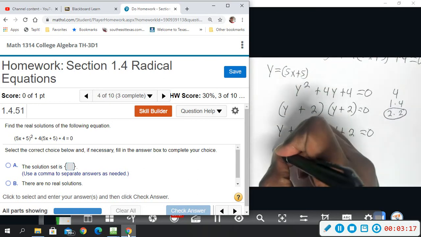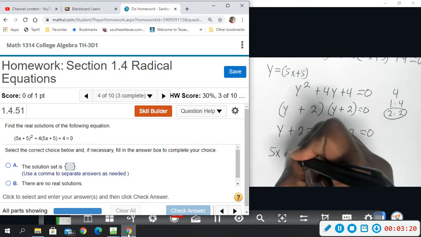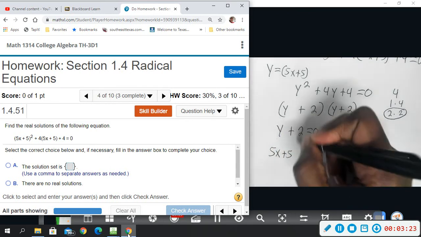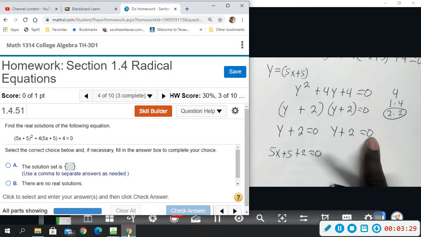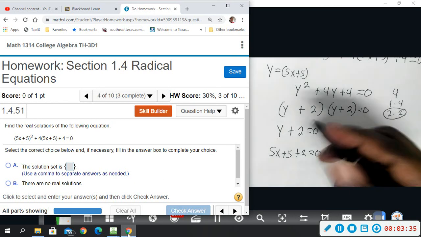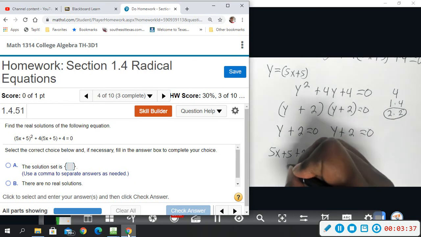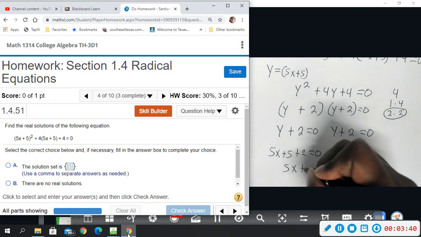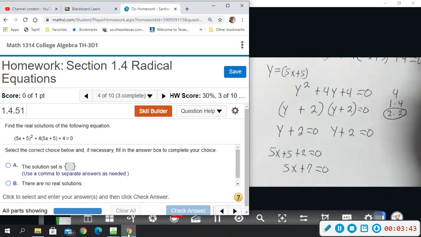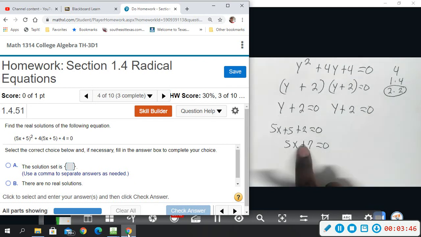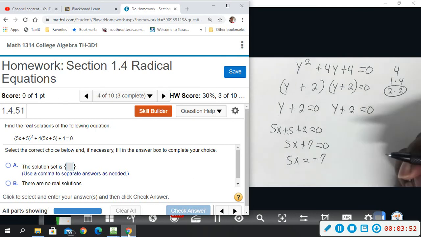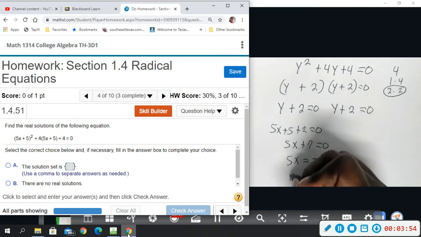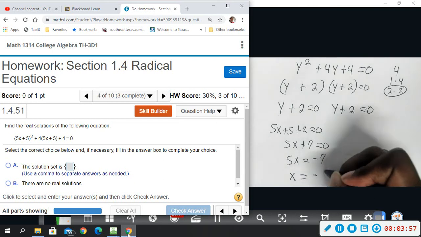So this is now 5x plus 5 right here. Then bring down the plus 2 equals 0. Now I don't have to do it twice. It's going to be exactly the same thing. You can if you want, but you're going to get a repeat of the same answer. So let's simplify. 5 plus 2 gives us 7. So we have 5x plus 7 equals 0. Subtract 7, and we get 5x equals negative 7. And then divide by 5, and that leaves us with x equals negative 7/5.